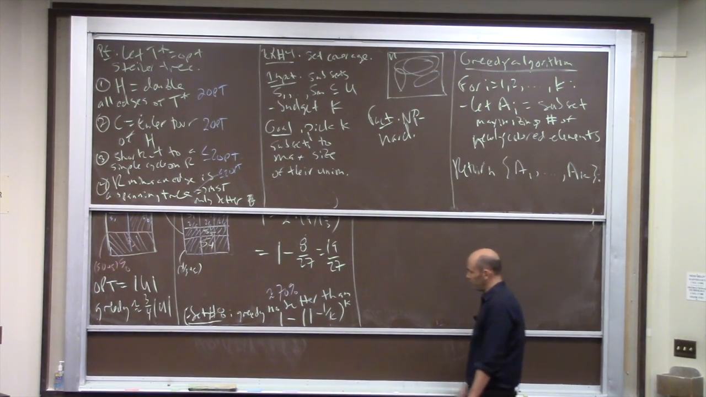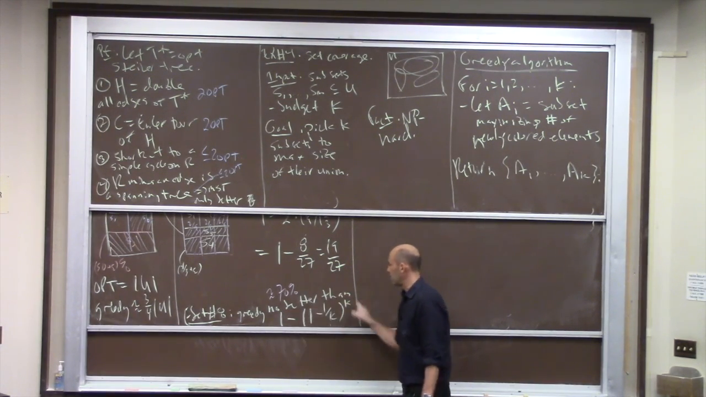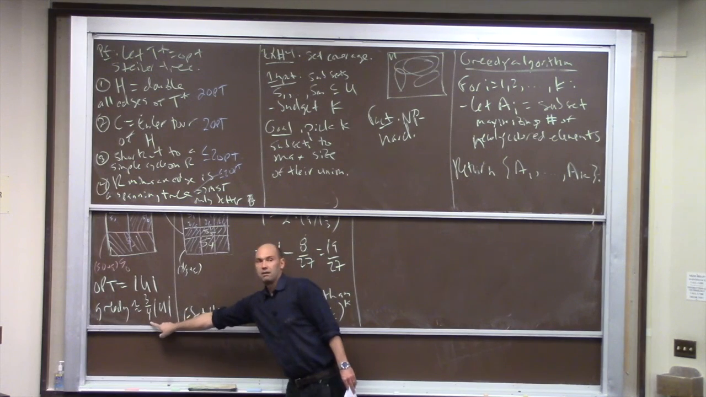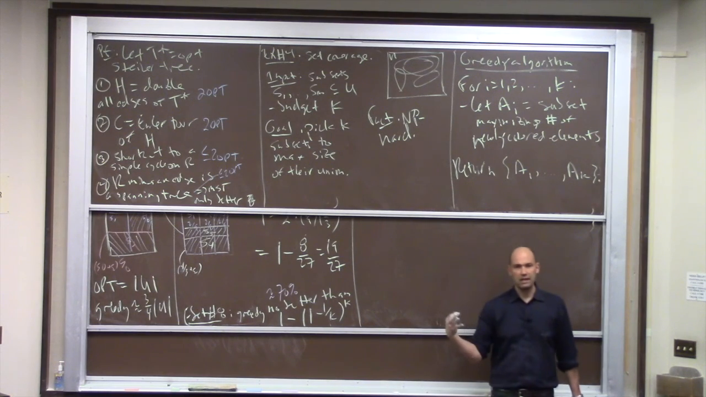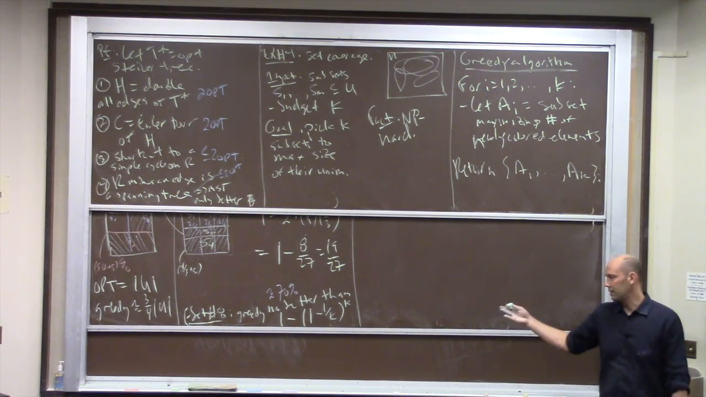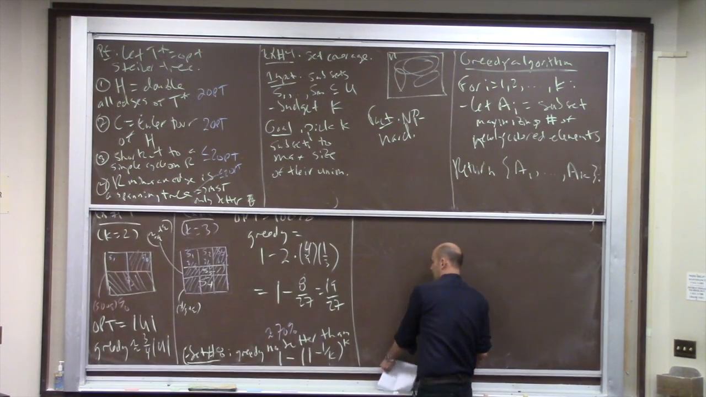Right, so plug in 2. If you plug in 2, this is a half, so this is a 1/4, so this is 3/4. So that's what we had here. Plug in k equal 3, what do you get? You get 2/3 raised to the cubed, so that's 8/27. 1 minus 8/27 is 19/27. So those are the k equal 2 and k equal 3 cases. Extending this idea, you get this expression for any k.